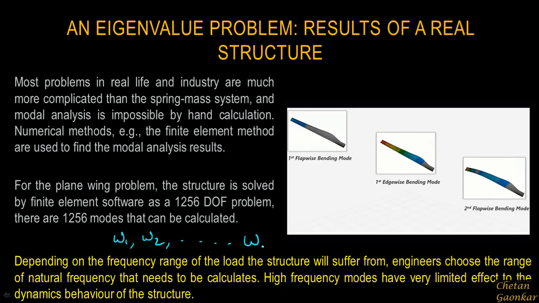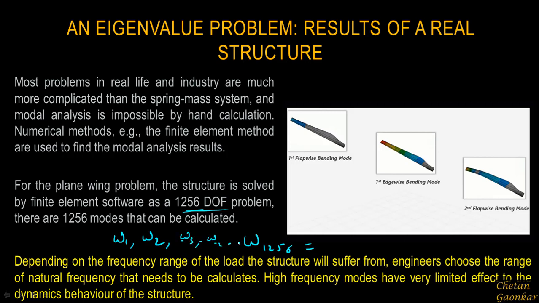We should be able to extract 1256 natural frequencies, right? It will have first natural frequency, second natural frequency, third natural frequency, up to 1256 natural frequencies. But do you really think all these natural frequencies are important? It will not be that important. All the natural frequencies are not at all important. Then how to decide how many natural frequencies we should extract from a given structure?